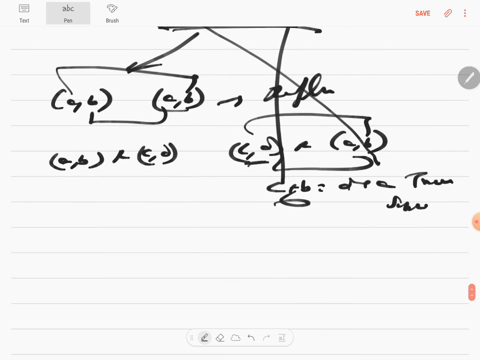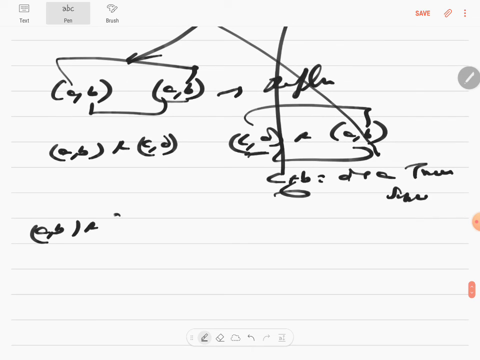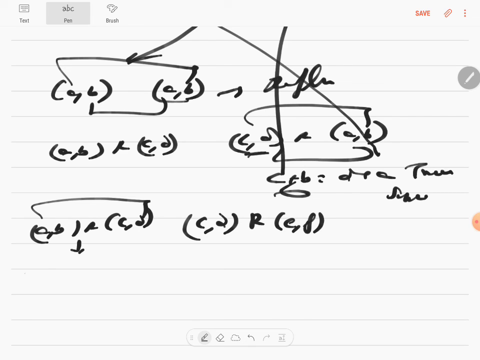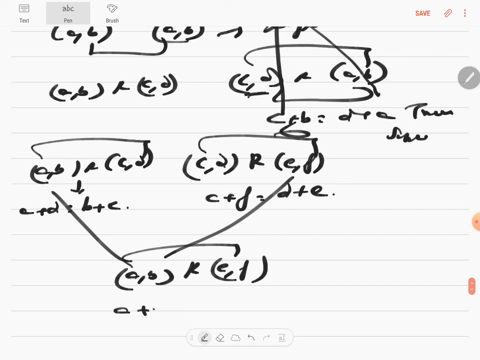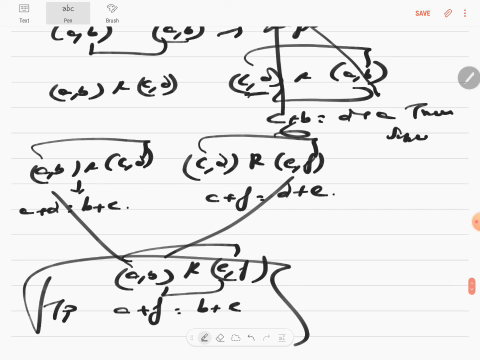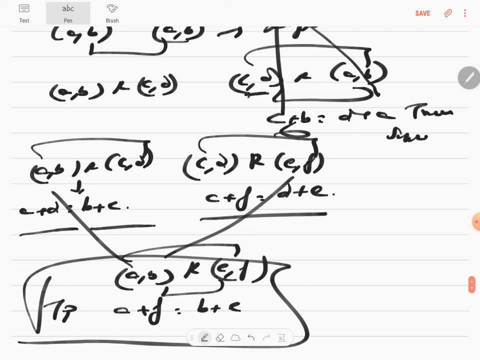For transitive, (a,b) is related to (c,d) and (c,d) is related to (e,f). So you should know that this is given: a plus d is equal to b plus c. Similarly, c plus f is equal to d plus e. From this you have to prove that the extremes are related, (a,b) is related to (e,f), which means you have to prove that a plus f is equal to b plus e. Take these two equations and solve.